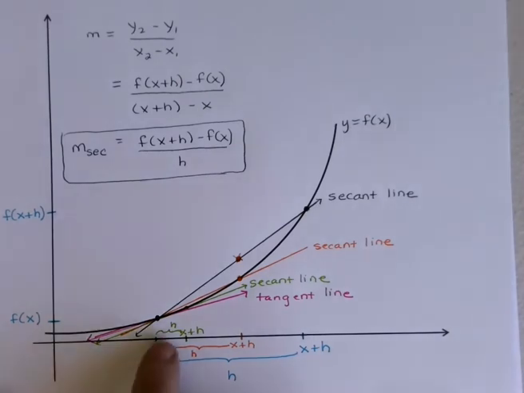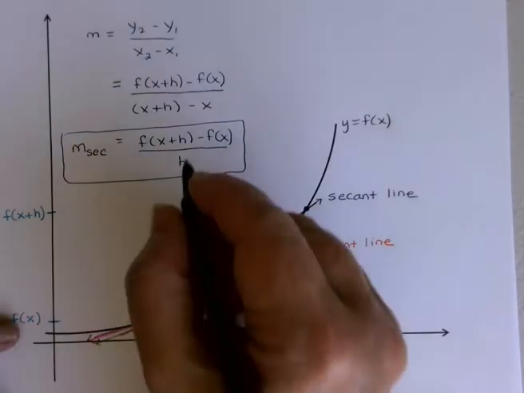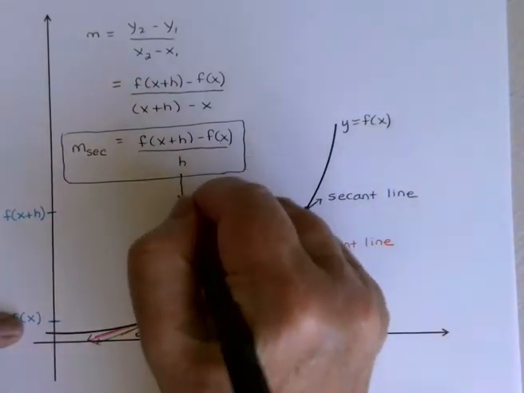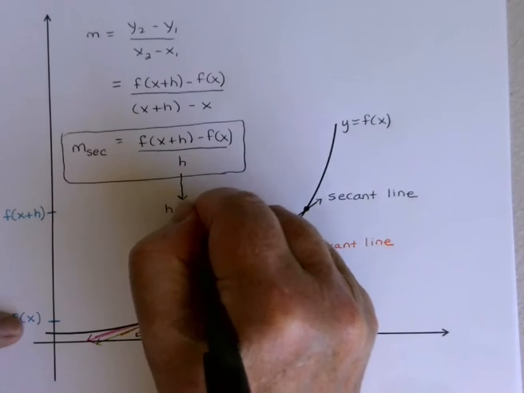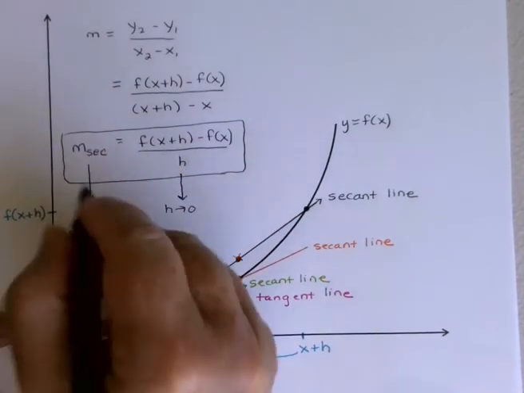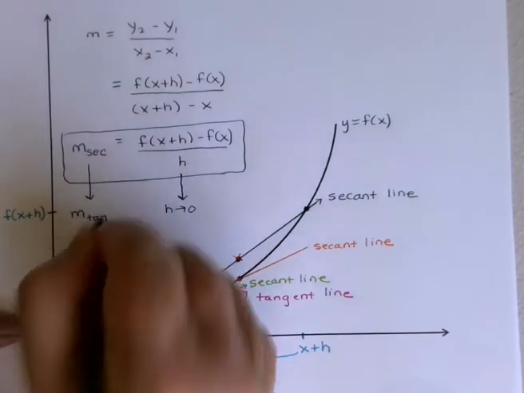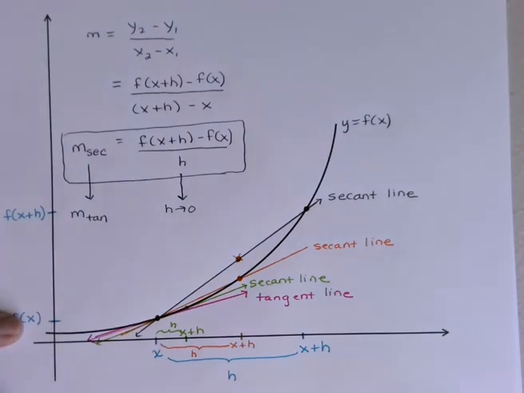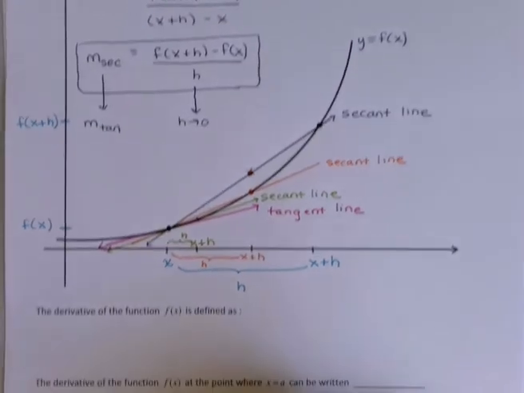But as you can imagine, the smaller the h value gets, so in other words, in the limit, as the h value gets close to 0, the slope of the secant line will approach the slope of the tangent line. So as h approaches 0, the slope of the secant line will approach the slope of the tangent line. We can write that formally as a limit, and when we do, the slope of the tangent line is actually the derivative of the function.